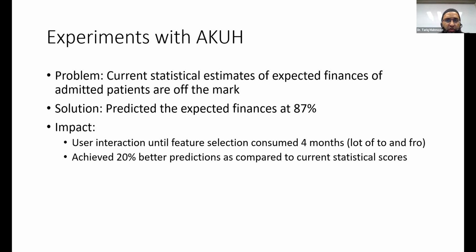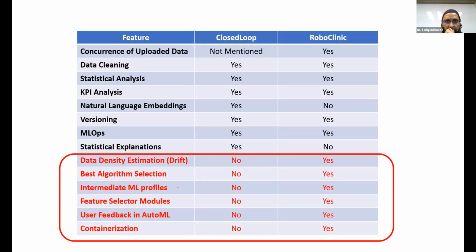In any case, one of the algorithms, I think logistic regression, was the algorithm which turned out to be best in this case. And we are publishing these works, I can't show you any research paper right now. We achieved 20% better predictions as compared to current statistical scores. And this is the final slide. This is just a comparison of Closed Loop with us.